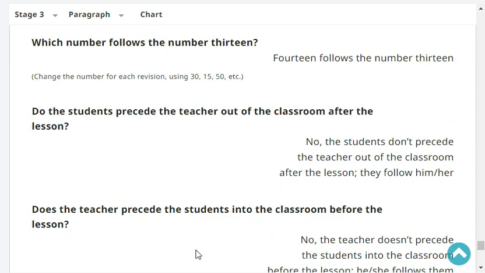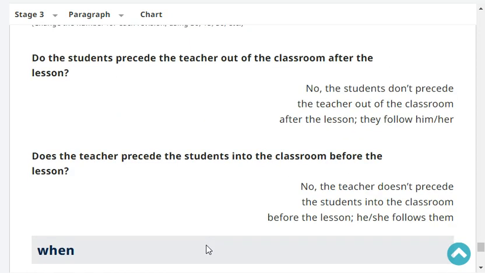No, the students don't precede the teacher out of the classroom after the lesson. They follow him. Does the teacher precede the students into the classroom before the lesson?